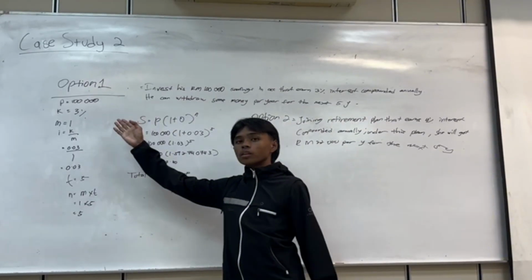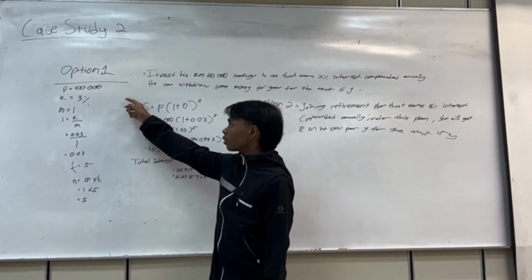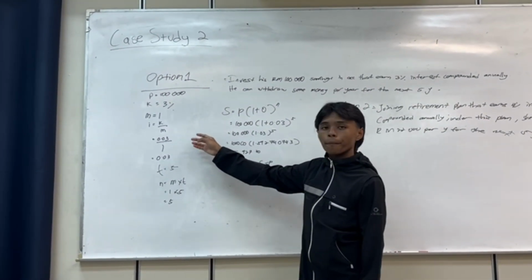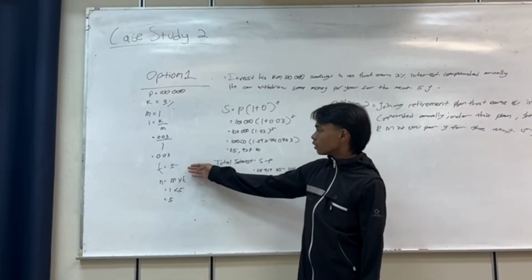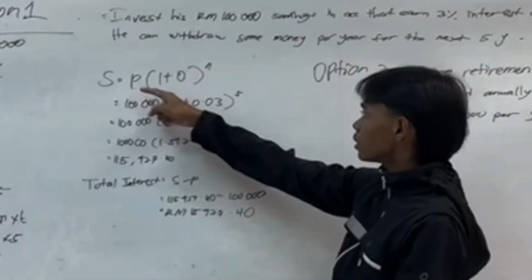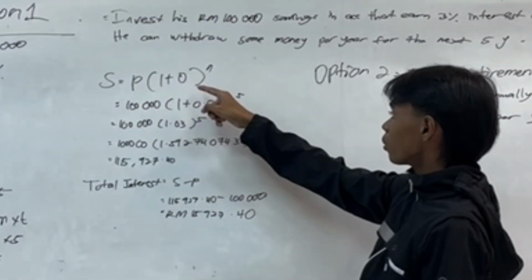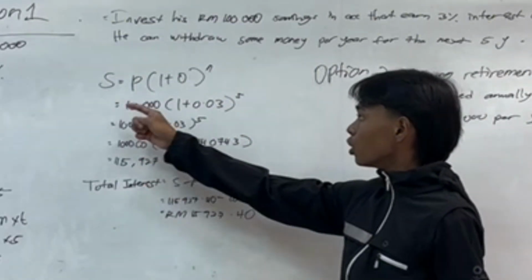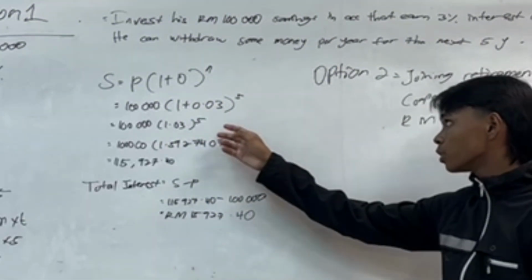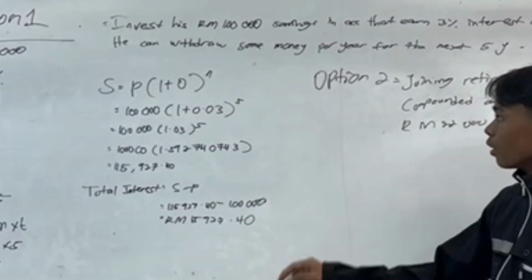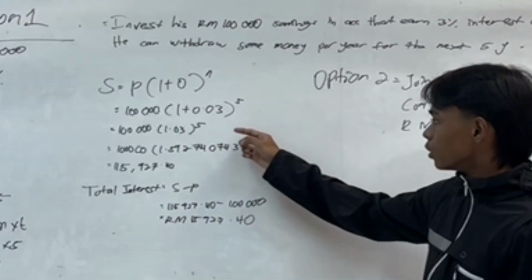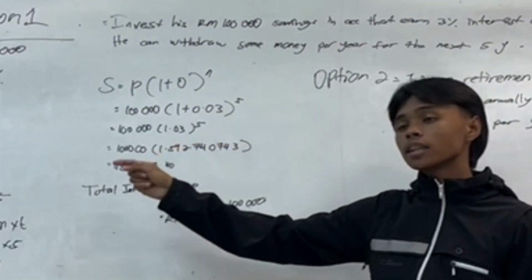The first one is option 1. In option 1, P is 100,000, K is 3%, M is 1, and I equals K divided by M, so we get 0.03, and time is 5 years. S equals P in bracket 1 plus I, close bracket, power of N. We use the formula 100,000 in bracket 1 plus 0.03, close bracket, power of 5. To calculate, you can get this number, and thus you can get this answer.